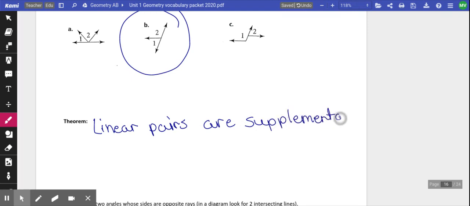Now, I think it's an excellent idea if you want to start to make yourself flashcards, a Quizlet, because in this year there's a lot of vocabulary, a lot of theorems, and this would be our first theorem.